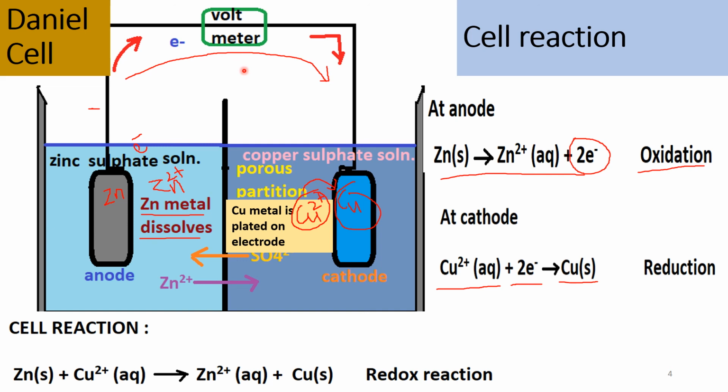So this is the schematic diagram of the Daniell cell, and these are the cell reactions of the Daniell cell. At the anode, oxidation takes place. At the cathode, reduction takes place. The net reaction is a redox reaction.